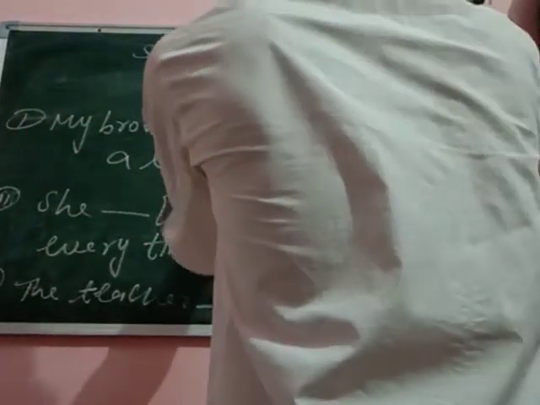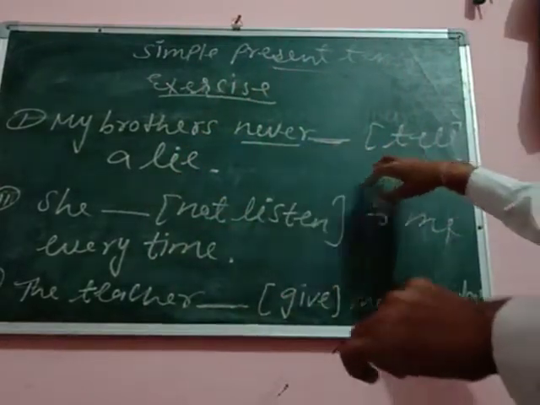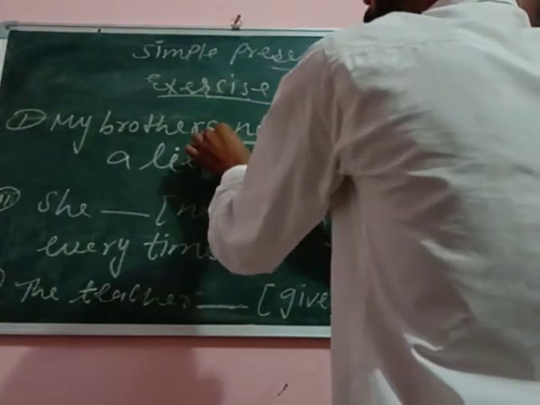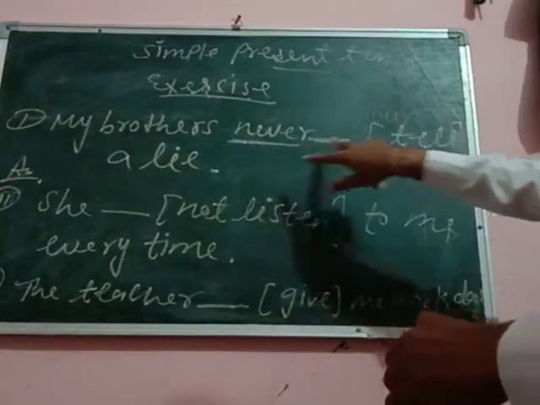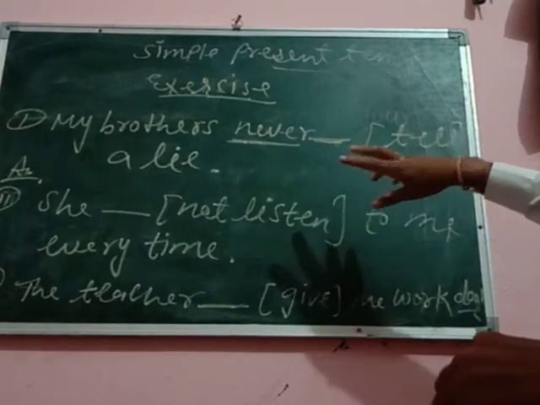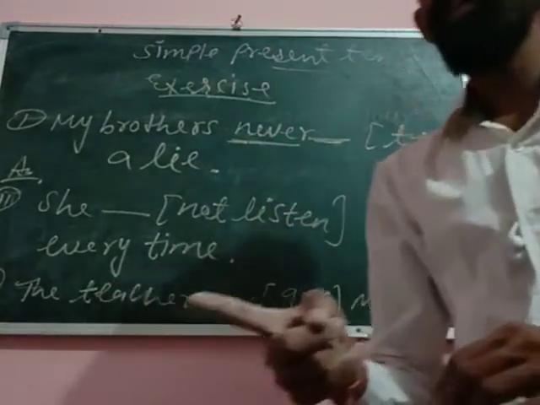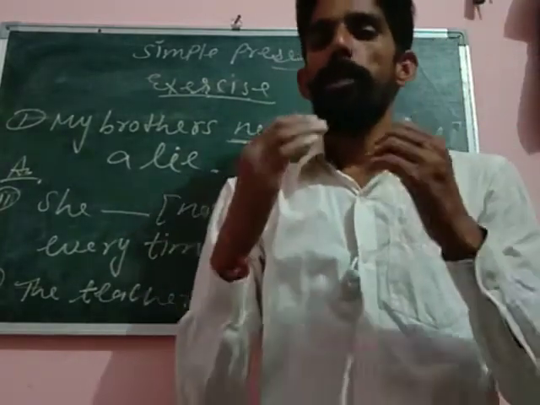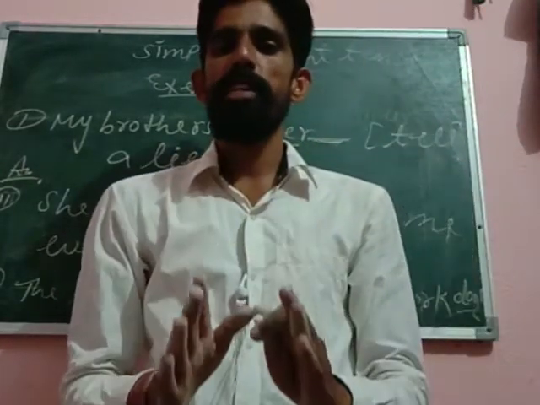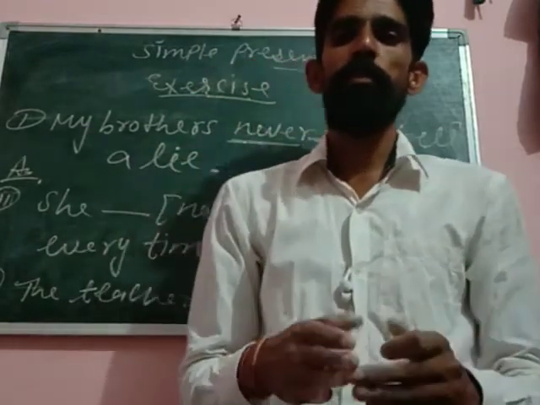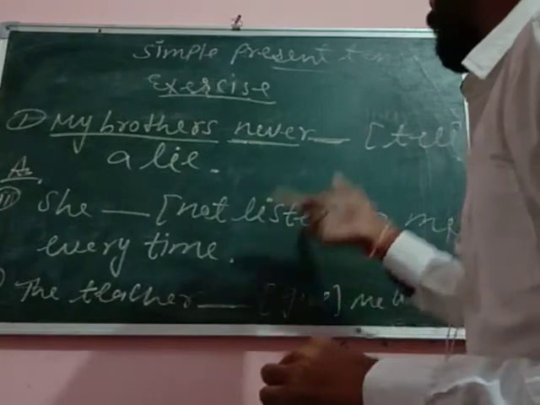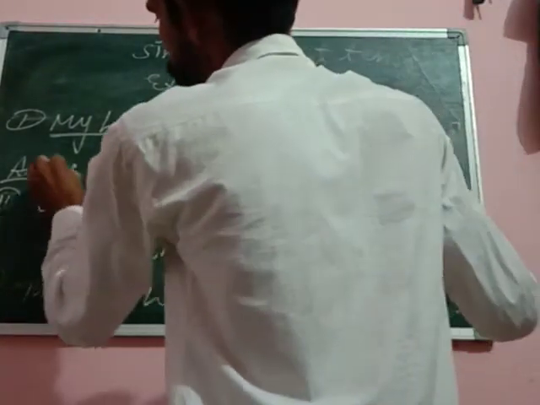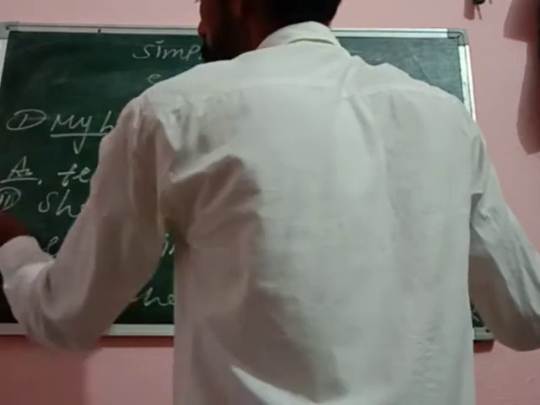In the first sentence, my brothers never tell a lie. The time adverb is never. Never is used in affirmative sentences of simple present tense, and this sentence is affirmative. In affirmative sentences, we use either the first form of the main verb or the S or ES form of the main verb. The first form is used with plural subjects, and the S or ES form is used with singular subjects. My brothers, this term is plural, so with plural subjects we use the first form of the main verb, that is tell. So the answer of the first question is tell.